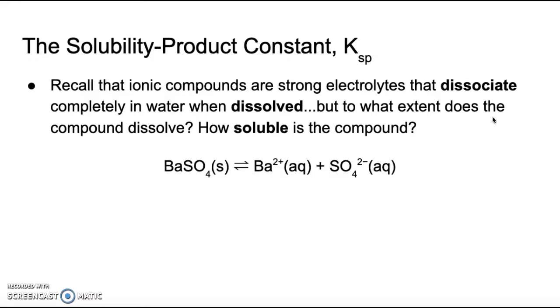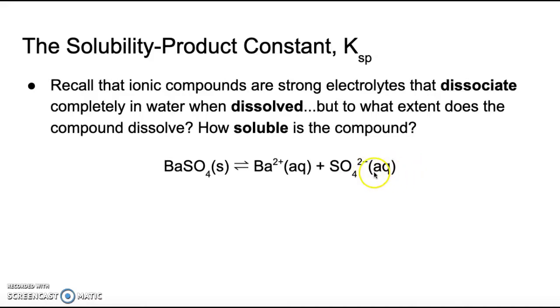So let's take a look at barium sulfate as an example. So this is a fairly insoluble compound. And what actually happens when it dissociates is just like other chemical reactions, it's going to set up an equilibrium. So any barium sulfate that gets dissolved in the water is going to dissociate into positively charged barium ions and negatively charged sulfate ions, one of each. All right, and so we can write an equilibrium expression for this process, just like we can for any chemical reaction.